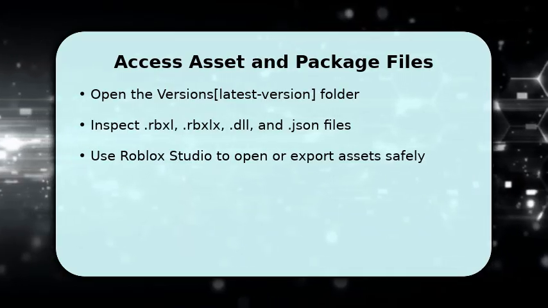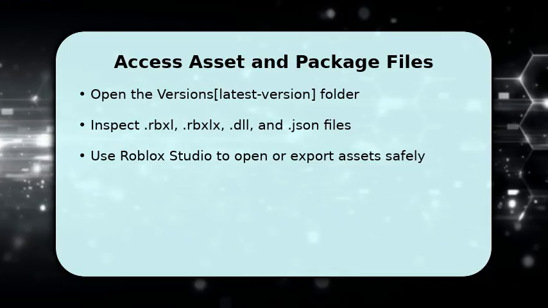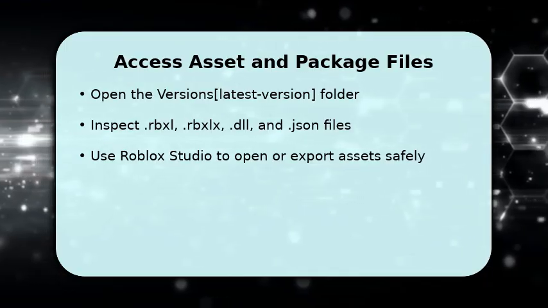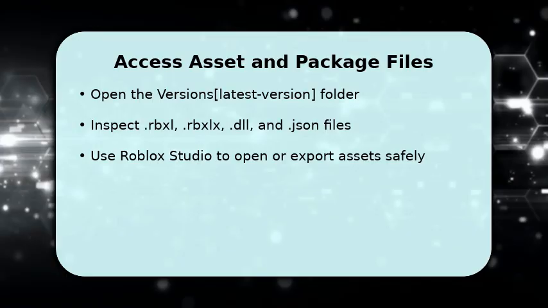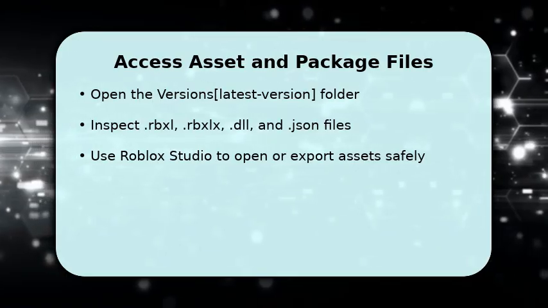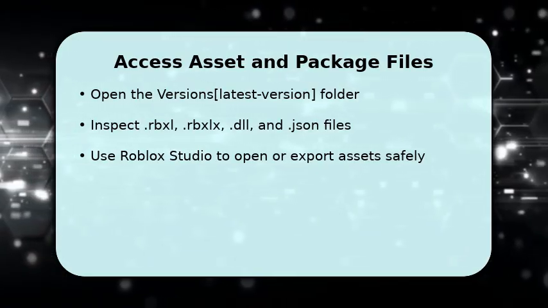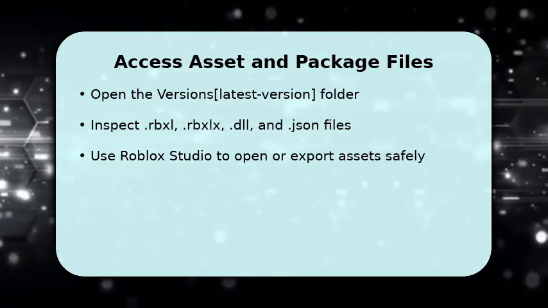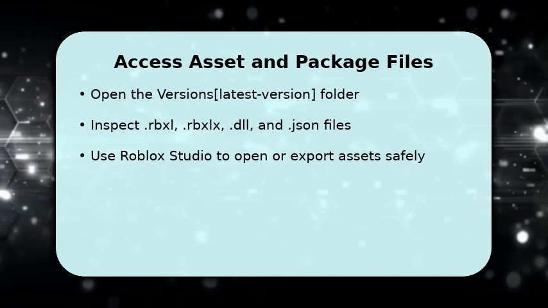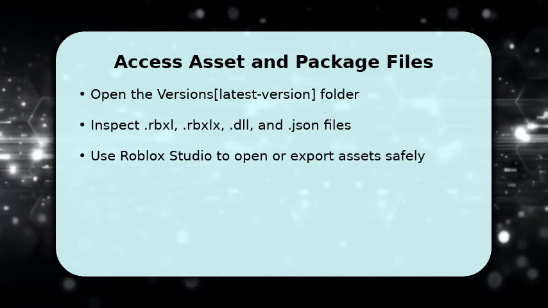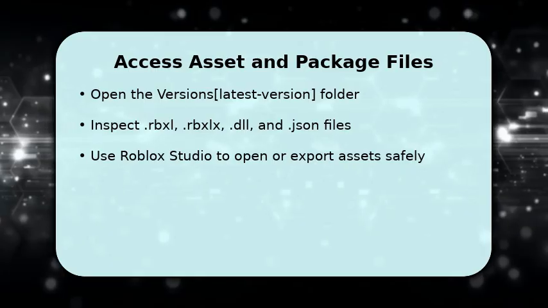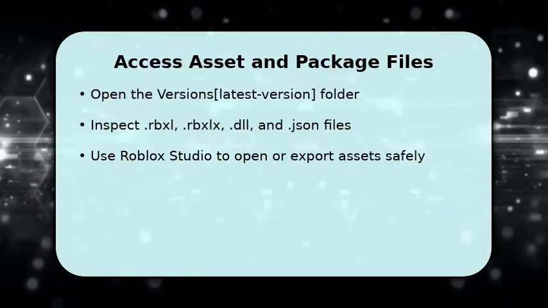You can duplicate a place file before opening it in Roblox Studio. This preserves the original. Use Studio's File Open or Import to extract models or asset definitions. Make sure to check file timestamps and read-only flags. Changing DLLs or runtime files can break the client, so prefer exporting or copying rather than overwriting.